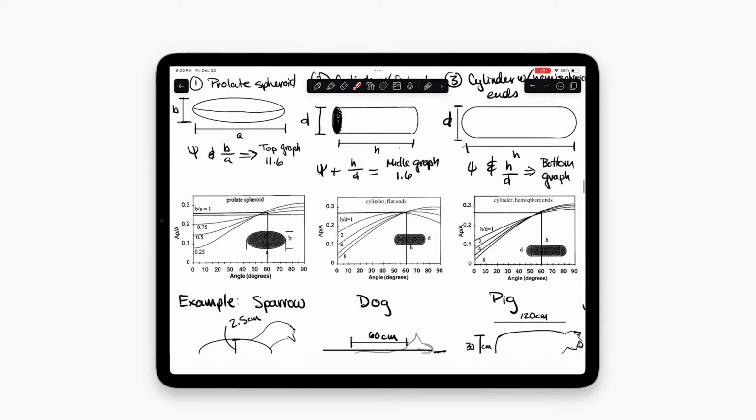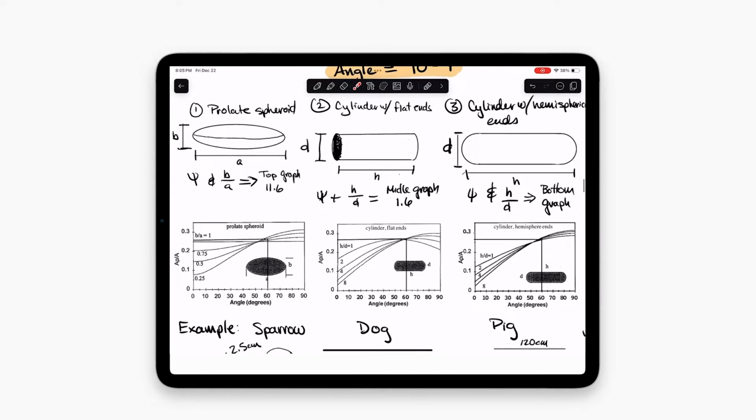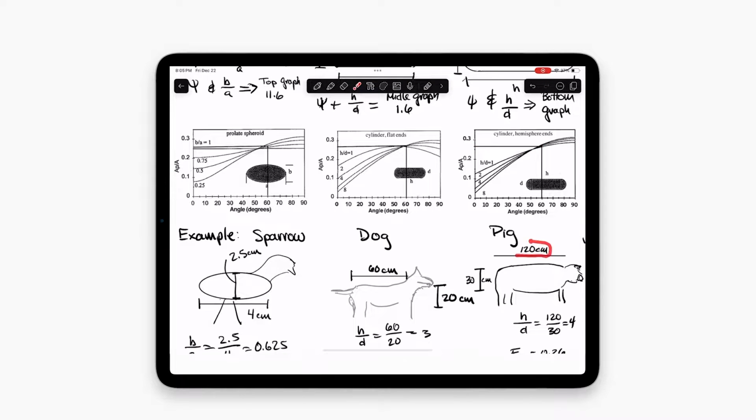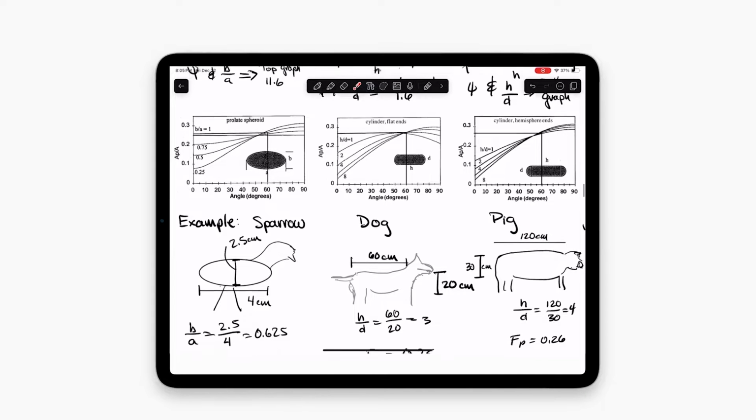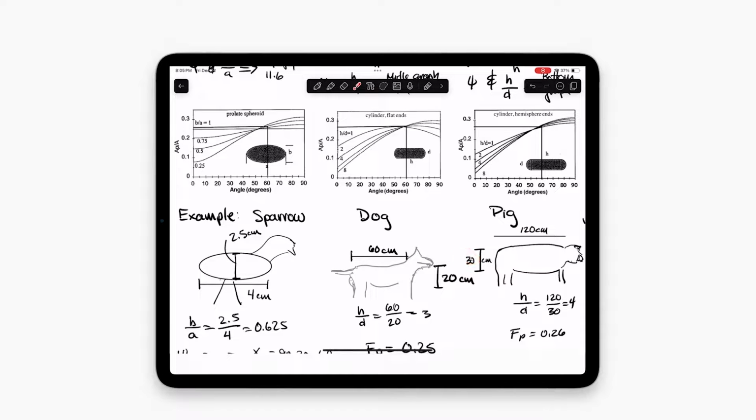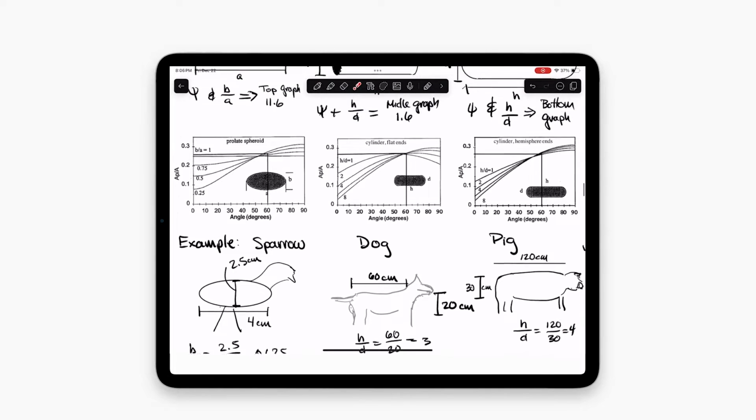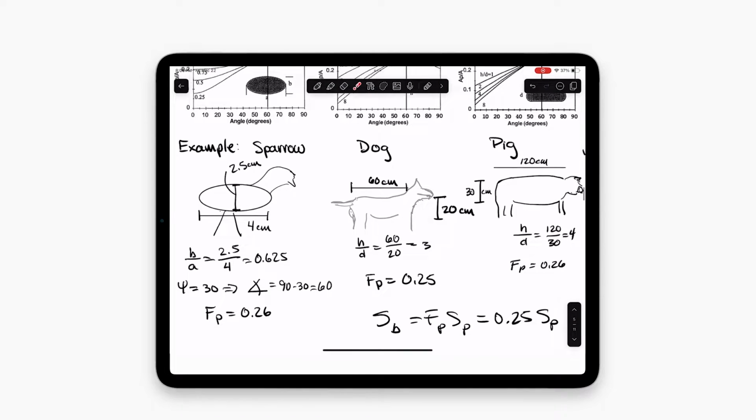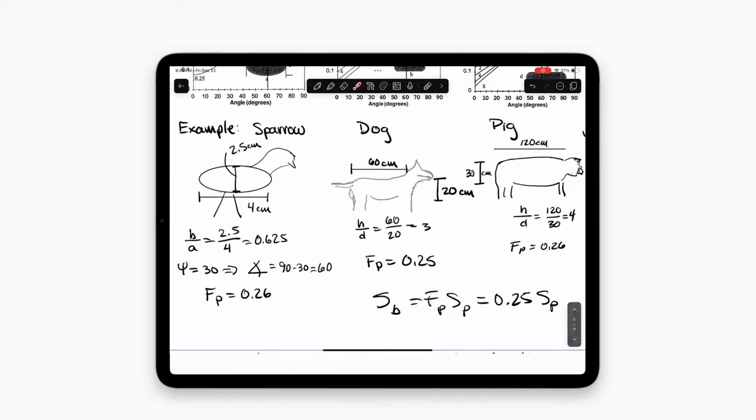I do note over here the same exact process by which we get the analysis of the FP for a cylinder with hemispherical ends. It's just a little bit different. We maybe get a value out of this table. Well, we've got the pig here. We've got a 120 centimeter long pig, and it's 30 centimeters in diameter. Now we've got an H over D ratio of around 4. Again, we come back to that line and we get a value here of about 0.27. I did it 0.26 in the example.